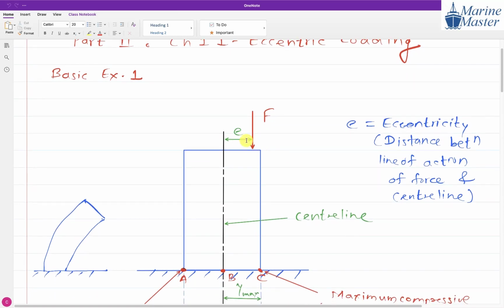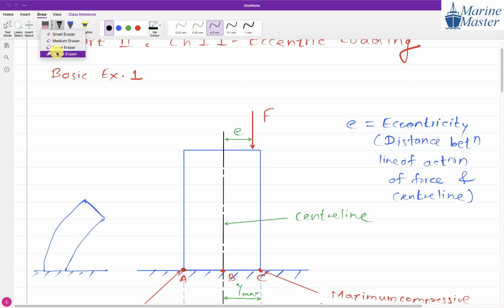So here, instead of F acting perpendicular to the beam or along the center line, everyone just have a look here. This F, instead of acting on the center line, is acting a little bit away from the center line. Because of that, we have two effects.